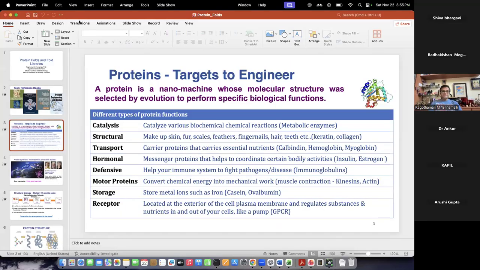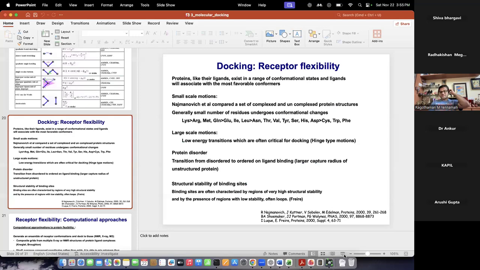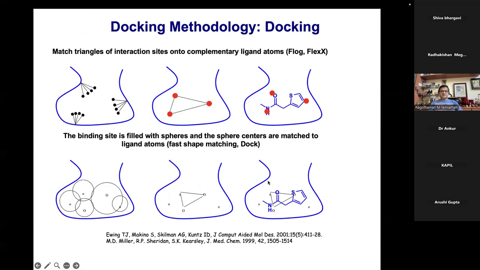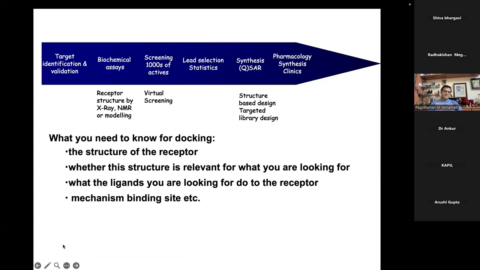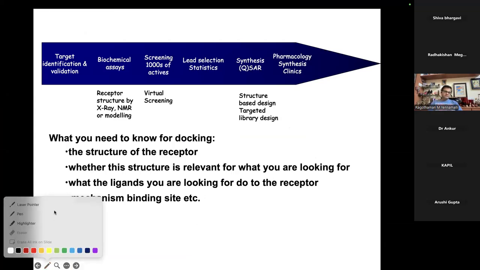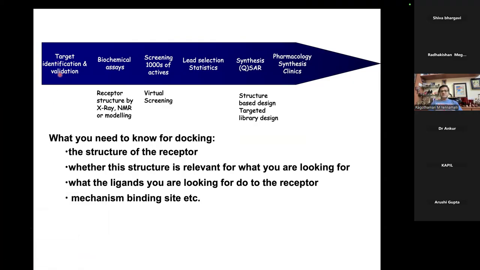Which particular protein is a target, and which particular protein is not a target, is the entire part of target identification and validation, which comes at a very early part of the drug design cycle. That part itself is a topic by itself. How do you know which particular protein can be considered as a drug target, and which is not a drug target? How do you decide that? That depends on this particular step.